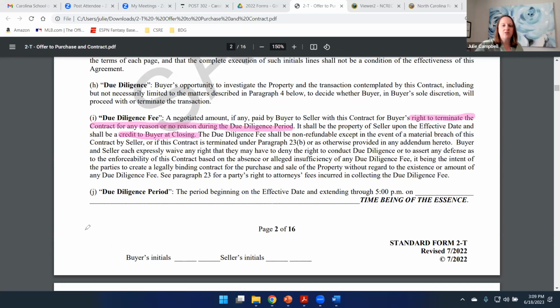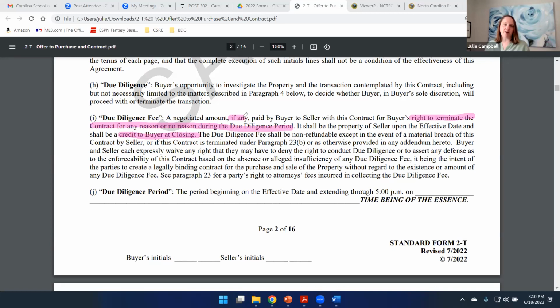Again, what we're saying here is it's a negotiated amount, if any, whatever the buyer is willing to offer and the seller is willing to accept. So if the buyer offers 0 and the seller accepts 0, we have created a legally binding contract with 0 due diligence fee. So even if that amount is 0, what that last section is saying is that's what the parties agreed to.